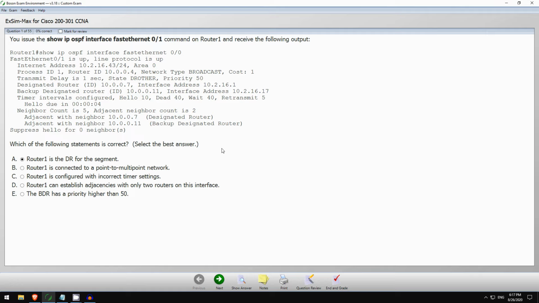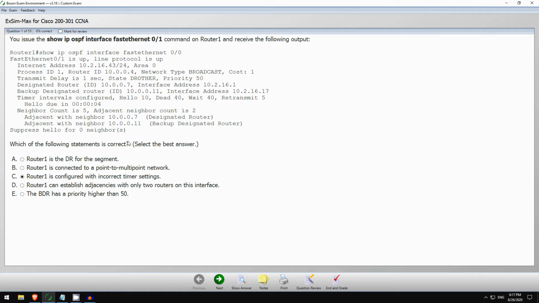Okay, let's check. So I believe the correct answer is D. First, let me explain the incorrect options, and then I'll go on to D. First up, A says Router 1 is the DR for the segment. Well, it says right here, Router 1 state is DR other, so that's incorrect. B, Router 1 is connected to a point-to-multipoint network. It says here that the network type is broadcast, so that's incorrect.